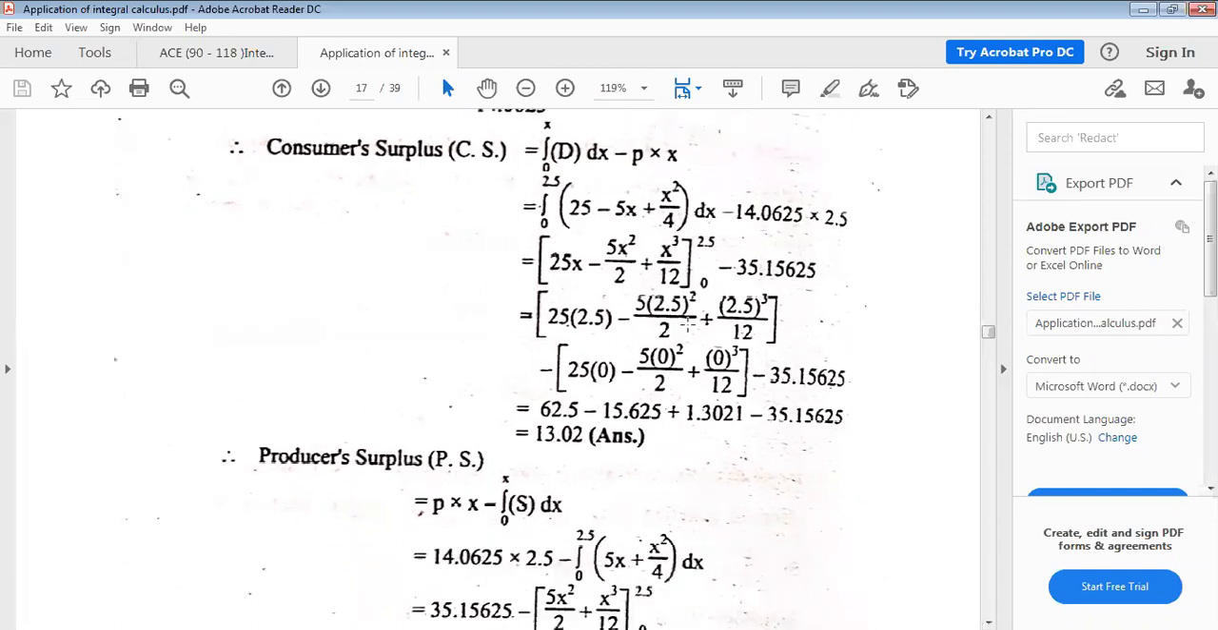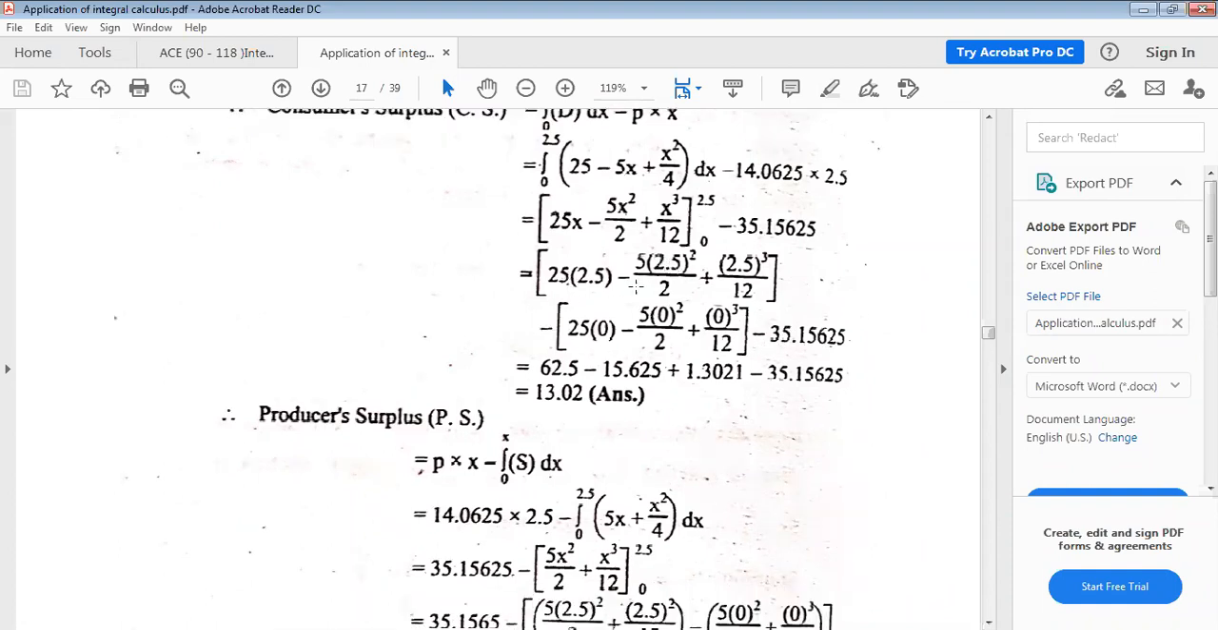This multiplication gives 35.15625. Now putting x equals 2.5 as the upper limit in place of x: 25 into 2.5 minus 5 into 2.5 whole square divided by 2, 2.5 whole cube by 12, then putting x equals 0, and minus for the integration limit, this is the X naught P naught. Just calculating with a calculator we get this. This is actually the consumer surplus.